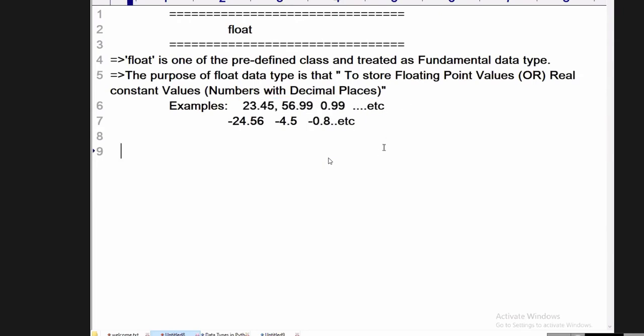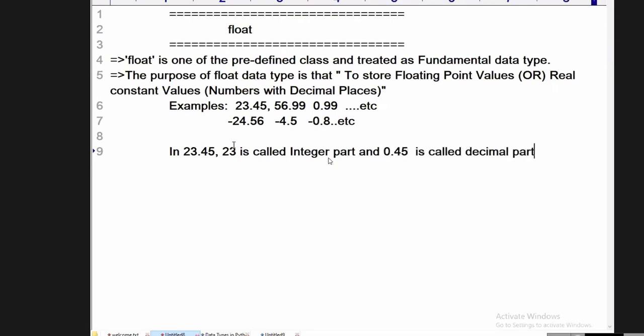Suppose I want to calculate 22 by 7, for example. You'll be getting 3.14, like that. Here 3 is called integer part and 14 is called real part, decimal part. Integer part plus a decimal part. In 23.45, 23 is called integer data and 45 is called floating point data, decimal data. In 23.45, 23 is called integer part and 0.45 is called decimal part.